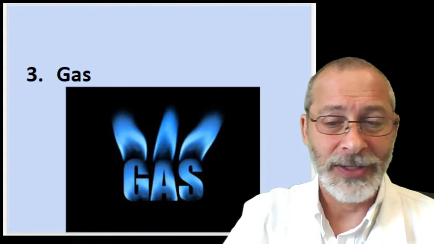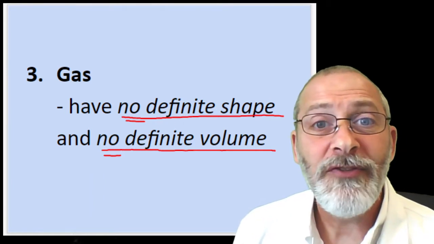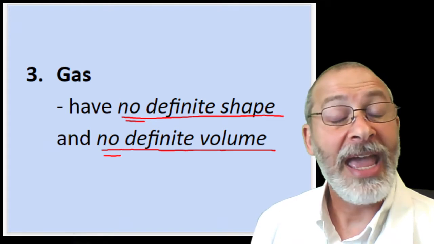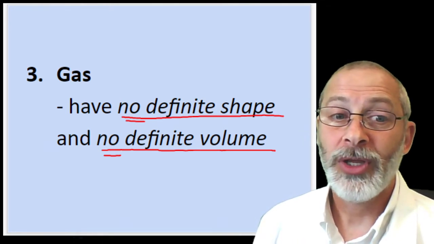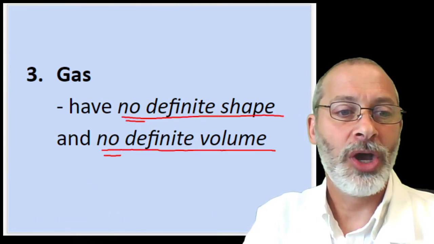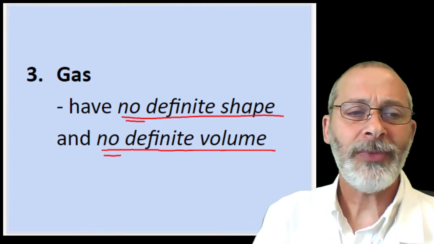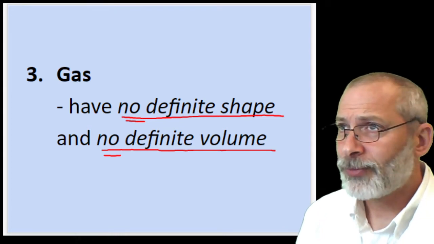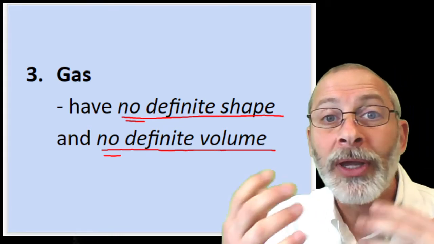And gases can be described as a phase of matter where there is no definite shape and no definite volume. No definite shape and no definite volume. And why is that? Well, first, think of a balloon. Let's say you're blowing up a balloon.